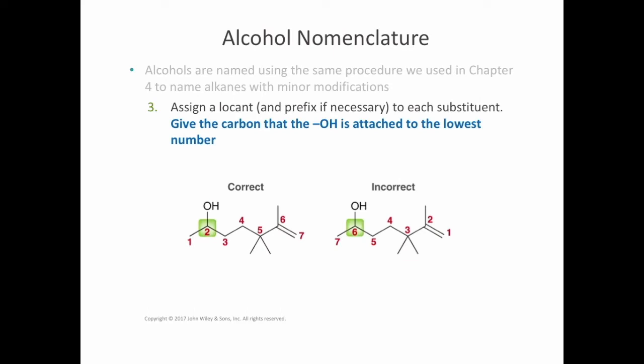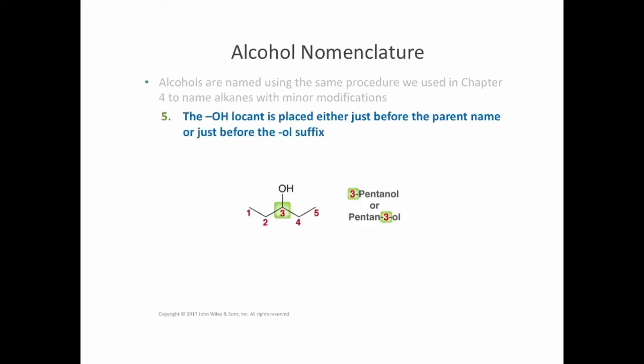Then you assign a locant to each substituent, giving the carbon that the OH is attached to the lowest possible number. So if we look at this molecule, we would number from left to right because then the OH will be on carbon 2. And if we numbered this incorrect way, the OH would be on a higher numbered carbon. The locant is then placed either before the parent name or just before the suffix. So this could be either 3-pentanol or pentane-3-ol. And remember, whenever you transition from number to letter, you use a hyphen.